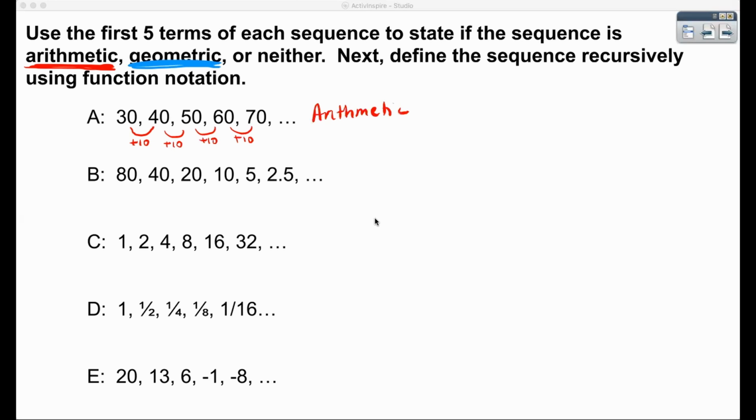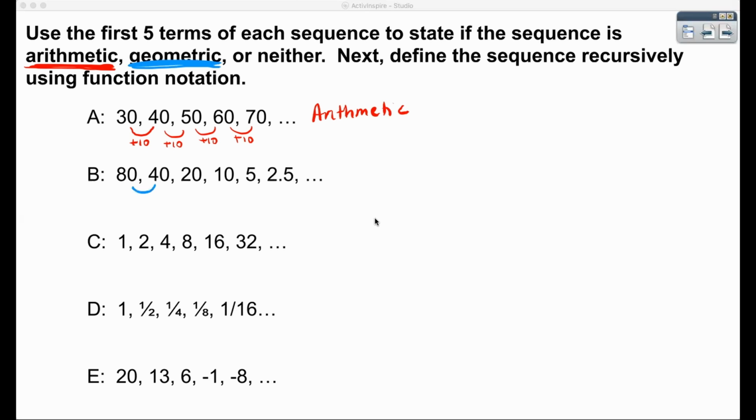Okay, now for number 2, or letter B, I should say, what's happening here? Well, I can see that it's decreasing, but it definitely isn't subtraction, because 80 is not being subtracted by something to get 40, and that same number is not being subtracted from 40 to get 20, right? It's not like I can do 80 minus 40 to get 40 and then 40 minus 40 to get 20. It doesn't make sense. But what I can see is that each of these terms is being multiplied by a growth factor to get my next term. Now, what is that growth factor?